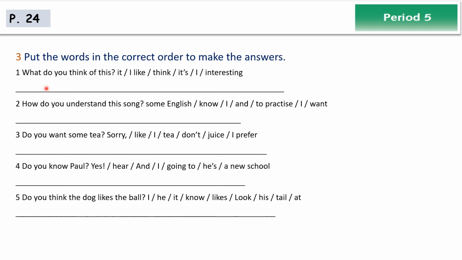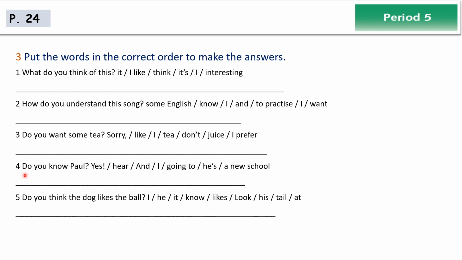Exercise 3, page 24. Put the words in the correct order to make the answers. Let's first read the sentences one by one. What do you think of this? It, I like, think, it is, I, interesting. 2. How do you understand this song? Some English, no, I, and to practice, I want. 3. Do you want some tea? Sorry, like, I, tea, don't, juice, I prefer.